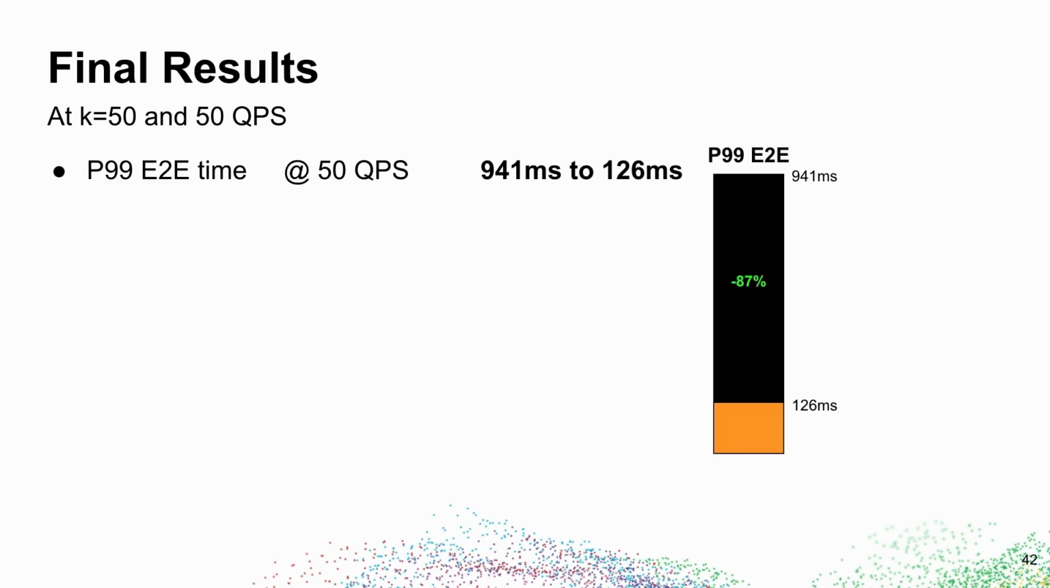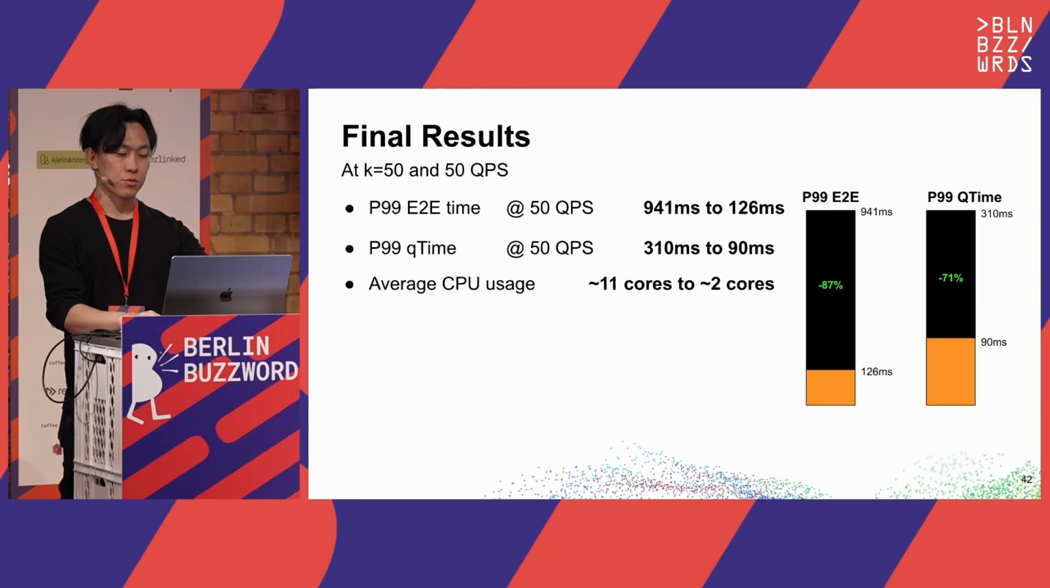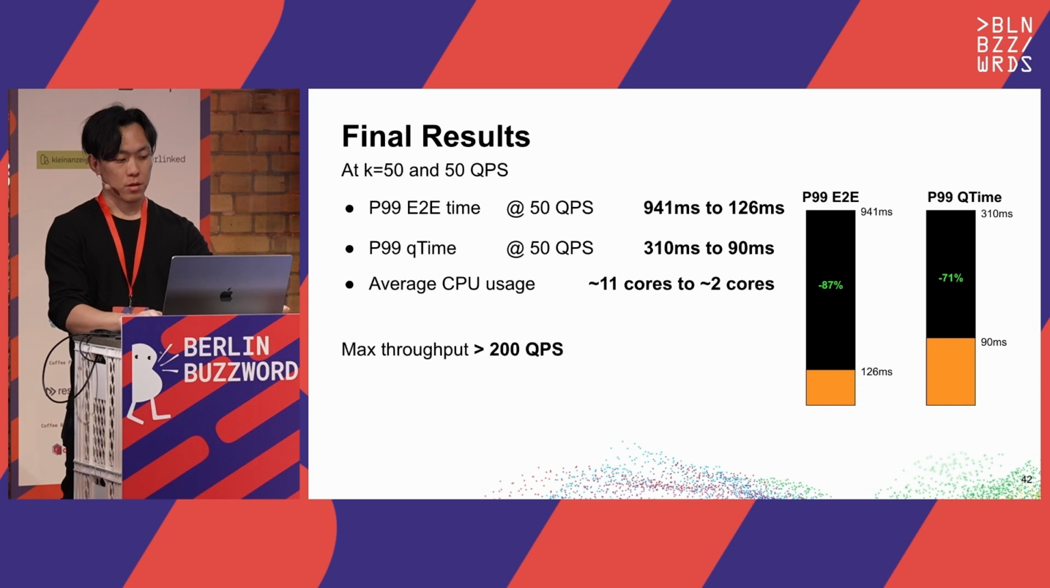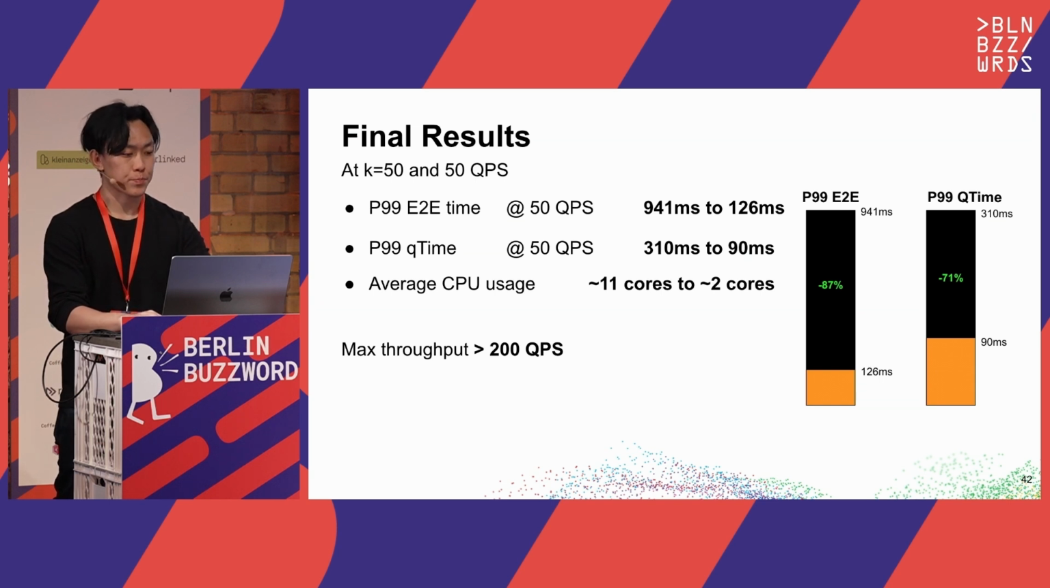So what are our final results once we've combined all the techniques that we have mentioned above? For k is 50 and 50 QPS, we saw the end-to-end time drop by almost 90%, able to bring it down from closer to 1 second down to closer to 100 milliseconds. We were able to take the queue time down by over 2/3, from 300 milliseconds down to below 100 milliseconds. And the average CPU usage, we were able to bring from about 11 cores of average usage to about 2 cores of average usage. And with reducing the amount of computation required, we're also able to push the system harder. So whereas before we were capped at around 50 queries per second, we're now able to push the maximum throughput at over 200 queries per second, which is a significant increase.